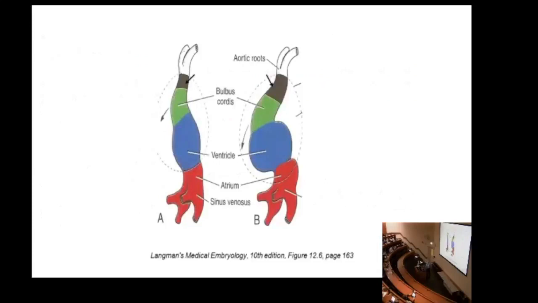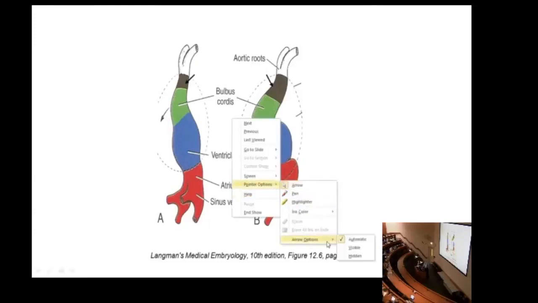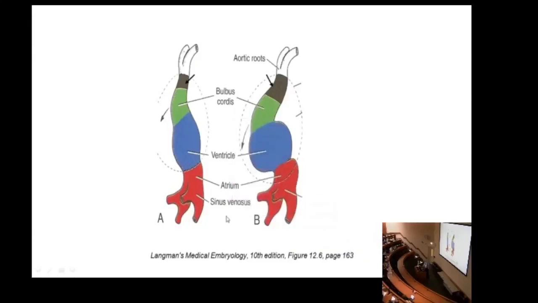So this is what it looks like. This is a developing heart. B on the right is a little more advanced than A. If you notice these terms here, sinus venosus, aortic roots, kind of tells you what's associated with what. You have tubes here, and you have tubes here, and a developing heart here.